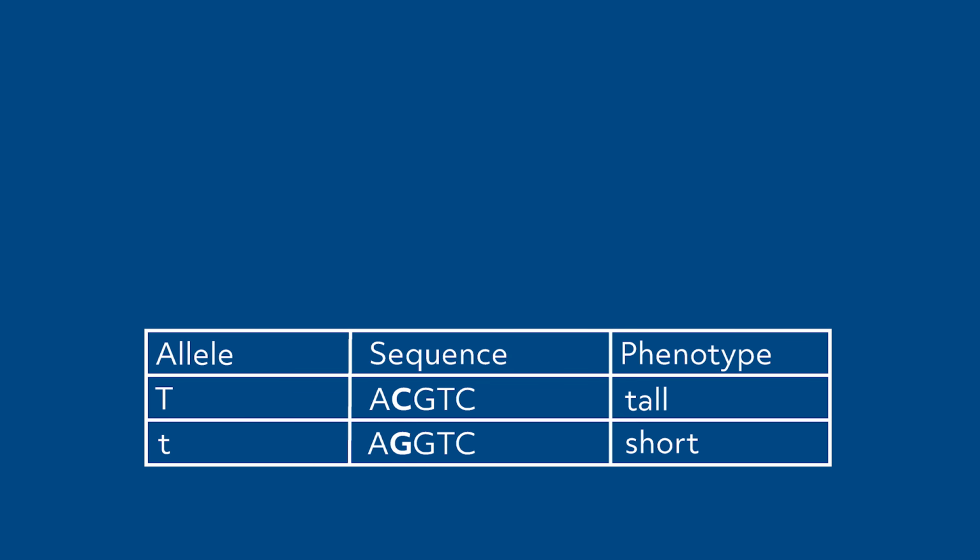So in our height gene example, the gene that codes for height on one chromosome may have a sequence that reads ACGTC. Let's say this allele codes for tall. The gene that codes for height on the other chromosome has a sequence that reads AGGTC. This allele codes for short. We can assign arbitrary upper and lowercase letters to our alleles to keep them organized. Let's keep it simple and go with the letter T like this.